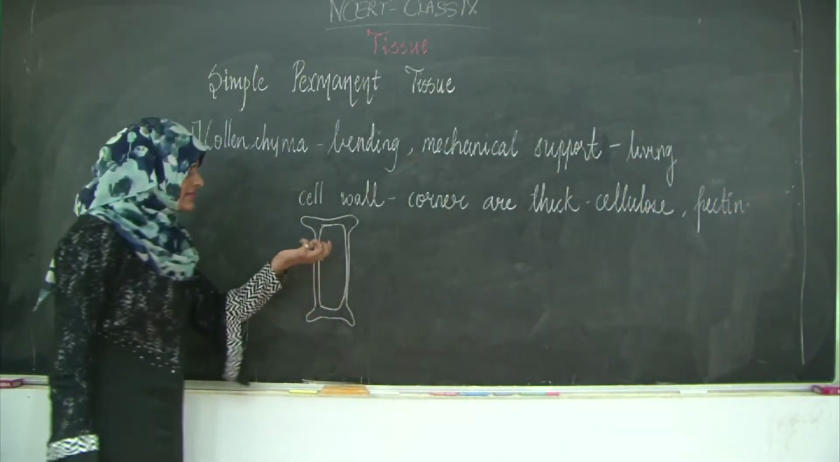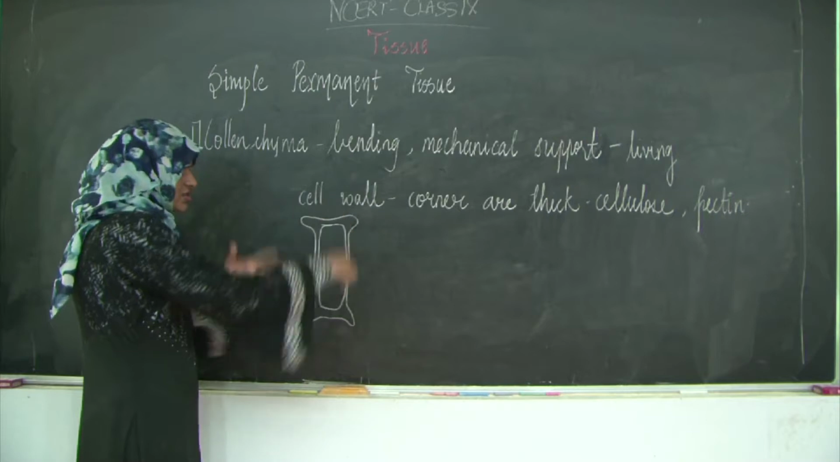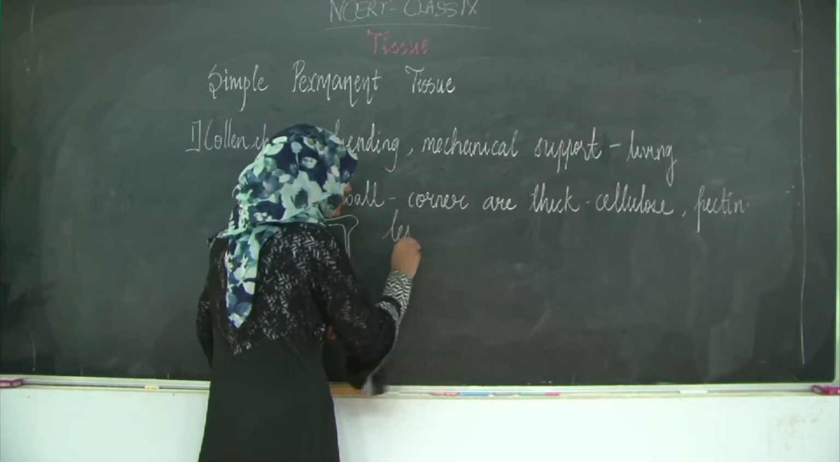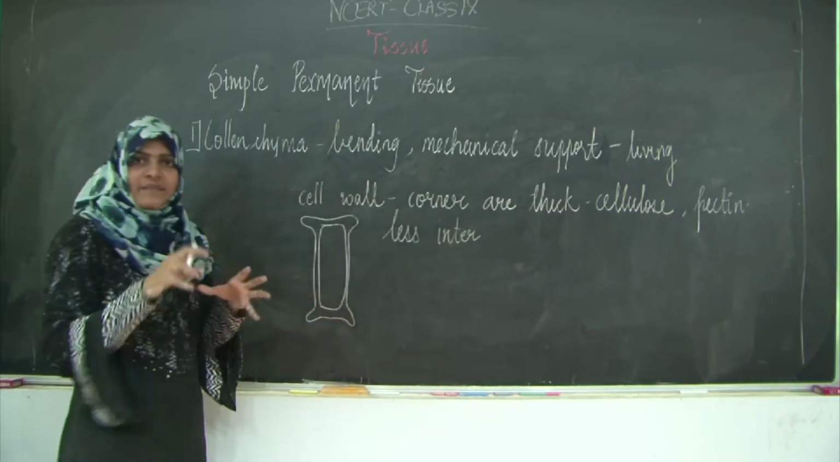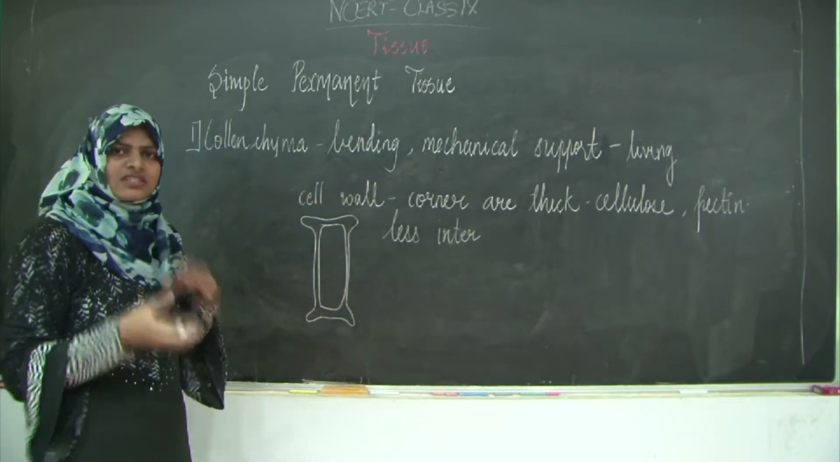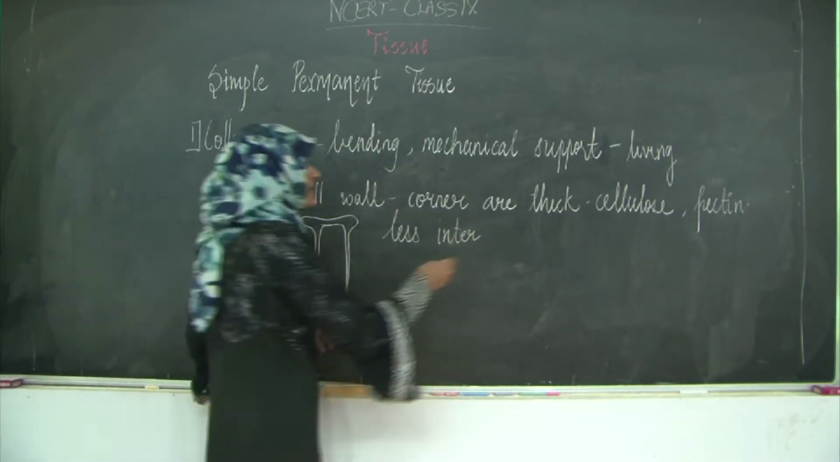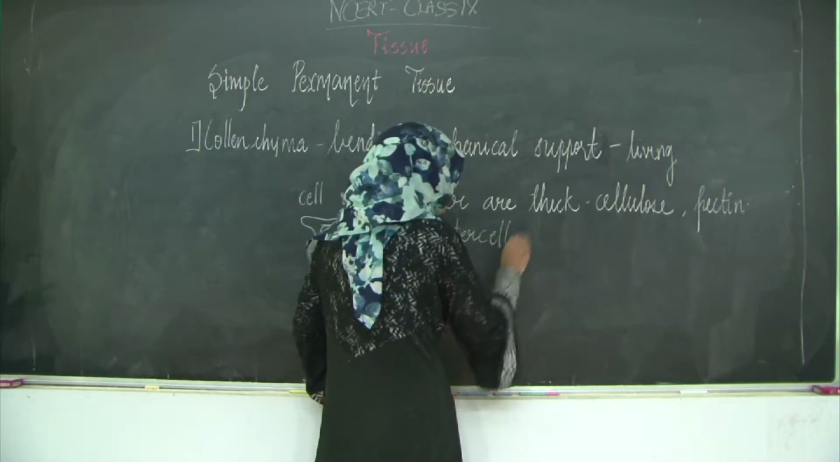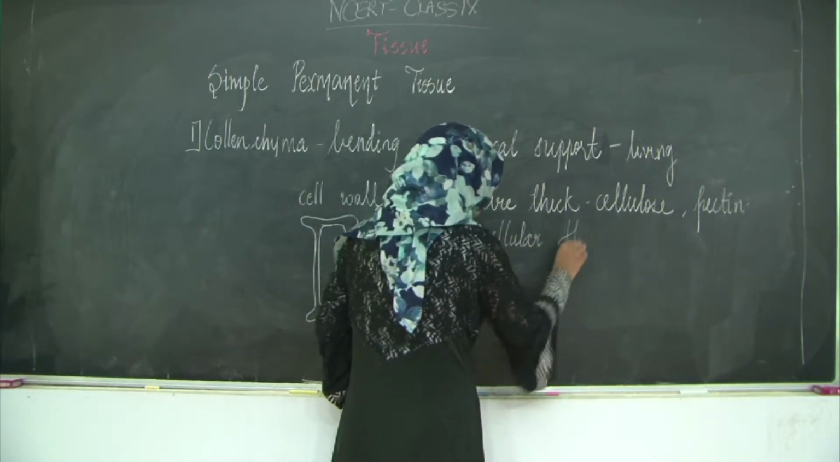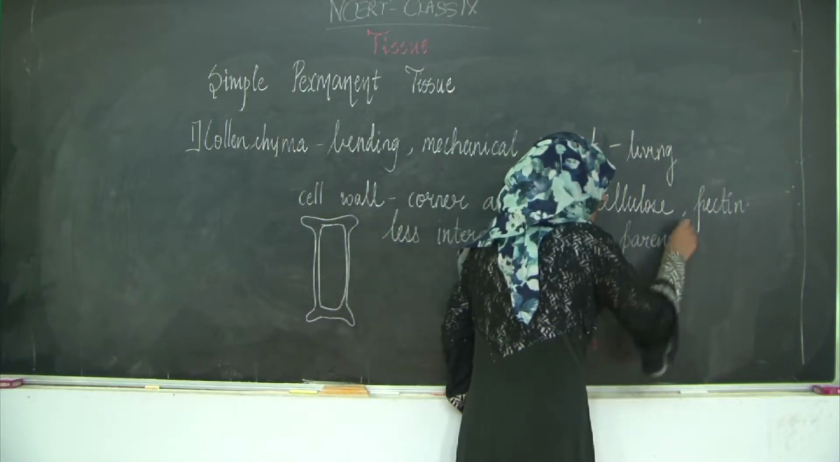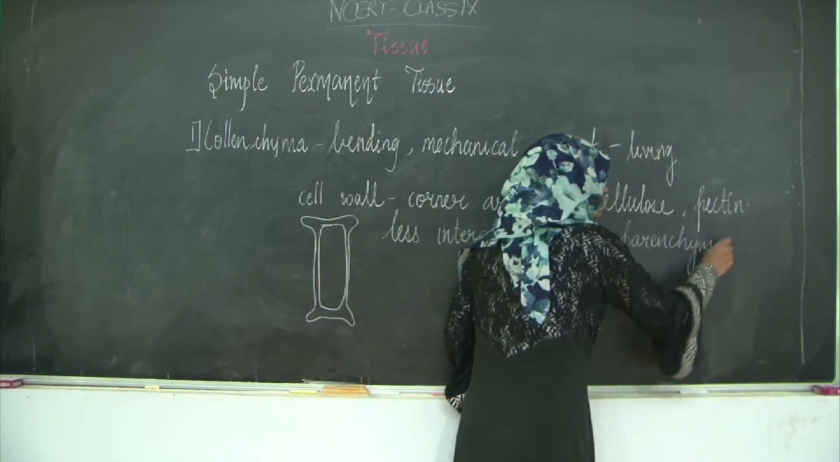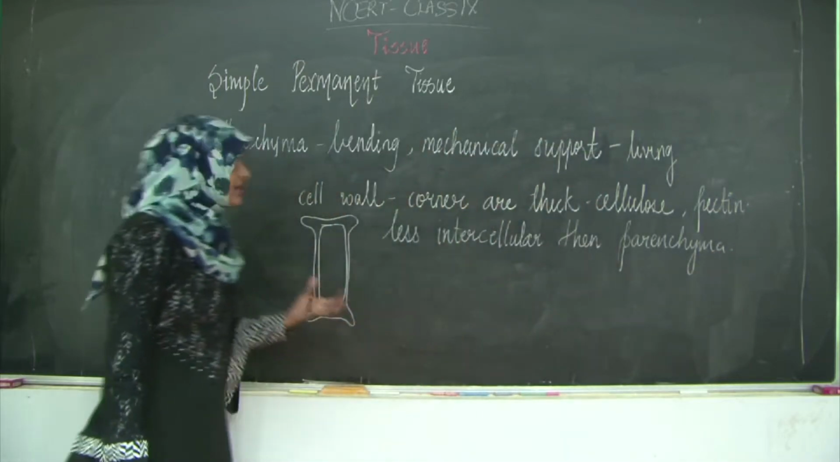Okay, and since these are in such shape, they have less intercellular space than your parenchyma. I said the parenchyma have maximum intercellular space because it is used for packaging. So the parenchyma have maximum, then is your collenchyma, and then we will go to the next one.